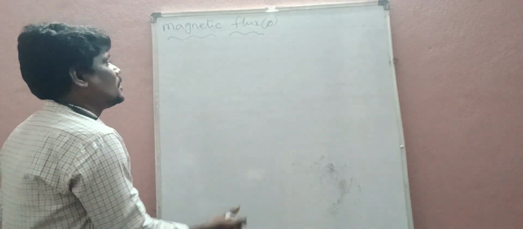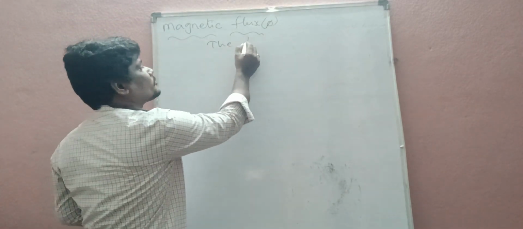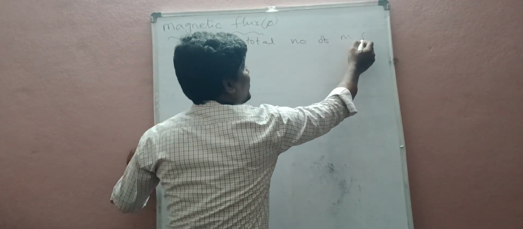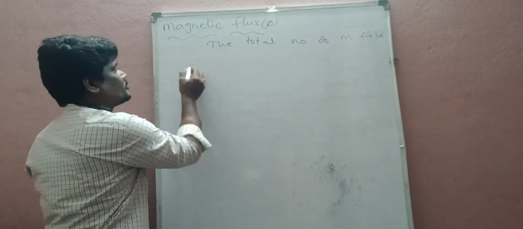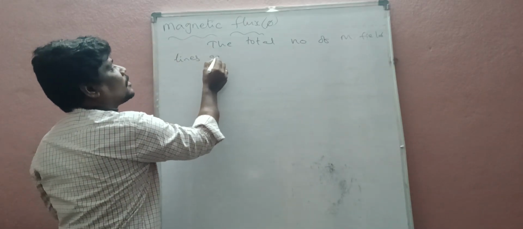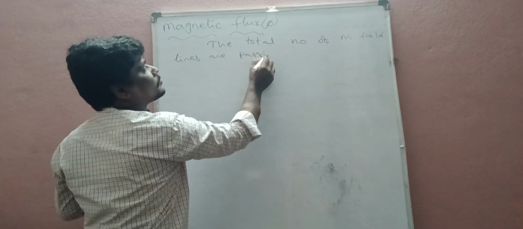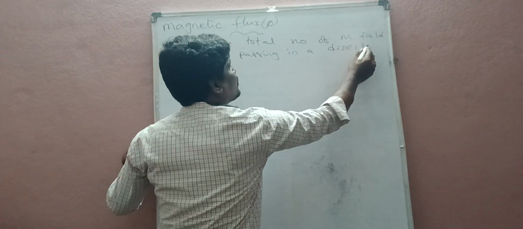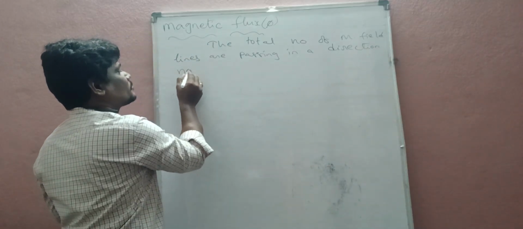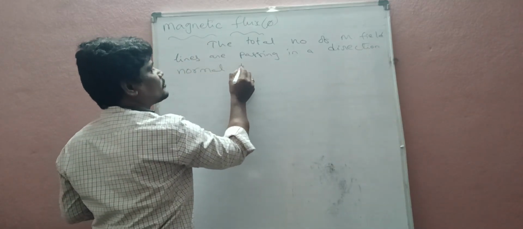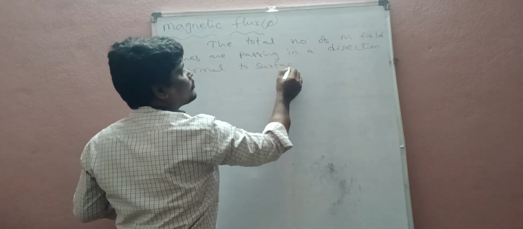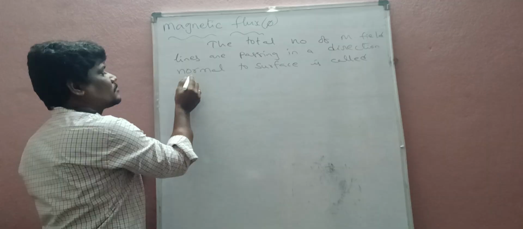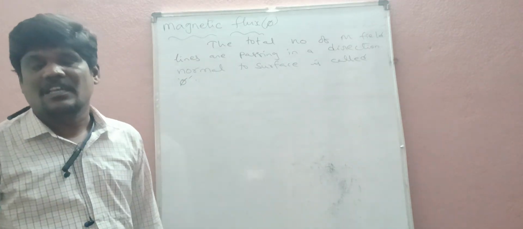That is, the total number of magnetic field lines passing in a direction normal to the surface is called magnetic flux phi. Okay, that is called the magnetic flux.